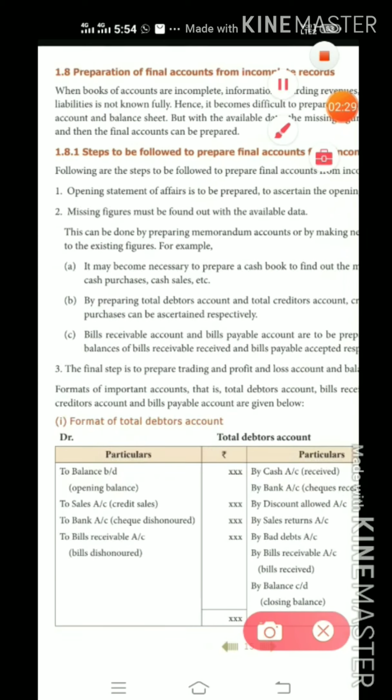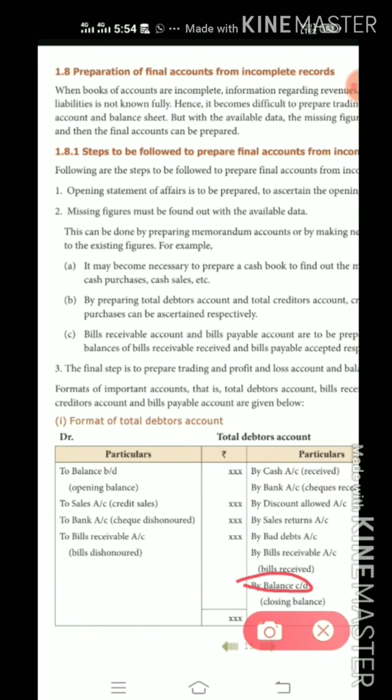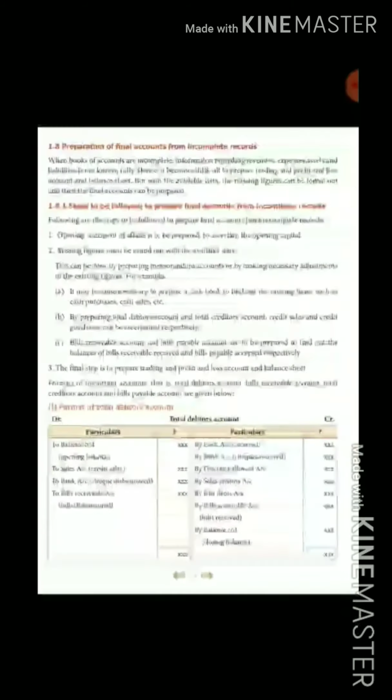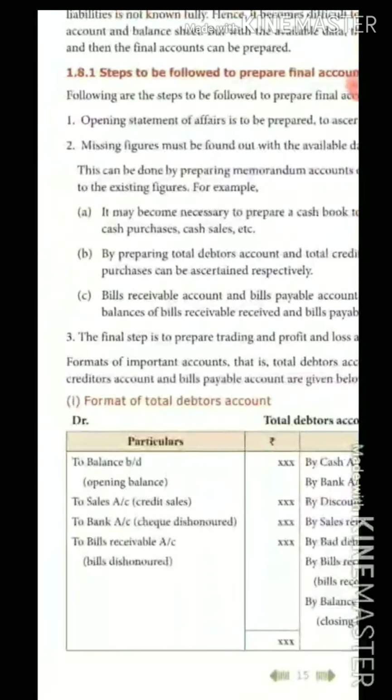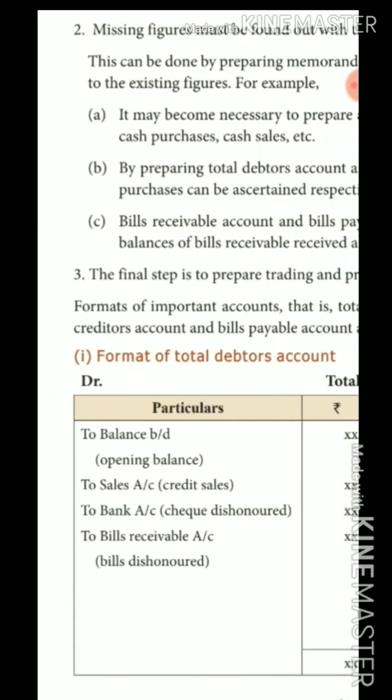So we compare the debit side and the credit side. The credit side value is the highest value and the debit side value is the lowest value. When we deduct the lowest value from the highest value, the balancing figure is shown on the debit side. This value is known as credit sales.